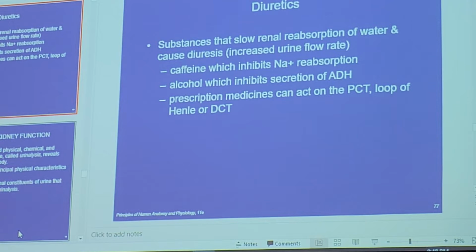So what happens with caffeine, it does inhibit sodium reabsorption. So therefore, it causes an effect on the water. Okay? Alcohol inhibits your antidiuretic hormone.